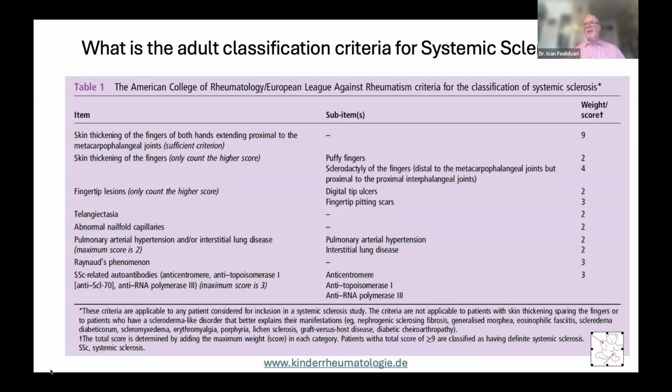As you see here, this is the adult criteria, and basically, if you have diffuse skin involvement, what you see on the top here, then you already have 9 points. And yes, 9 points are sufficient to have a diagnosis of systemic scleroderma. But you can get the 9 points without the skin involvement, because you can have capillary changes, you can have Raynaud's, you can have specific antibodies, telangiectasia, fingertip lesions, and you will have systemic scleroderma in the child without skin involvement.